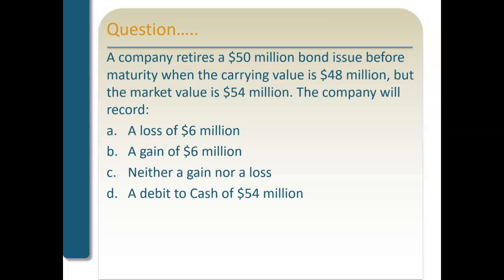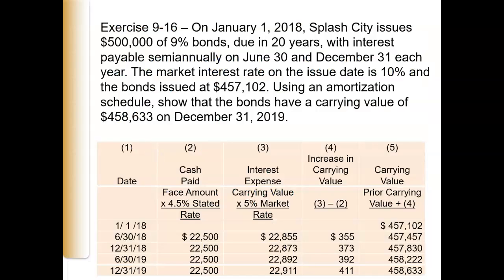The company retires a $50 million bond issue before maturity when the carrying value is $48 million. So what's the carrying value of the bonds right now? $48 million. We had to pay $54 million to retire them. Okay? We had to pay more. So isn't that going to show we lost money? Because they're currently valued at 48, but we had to give them 54. Okay? Let's look at this.